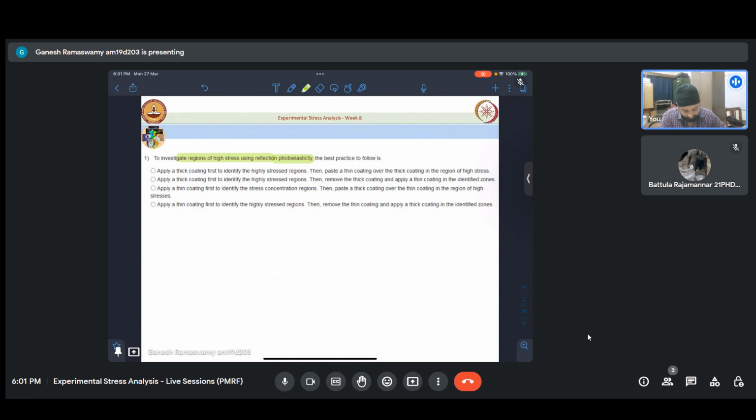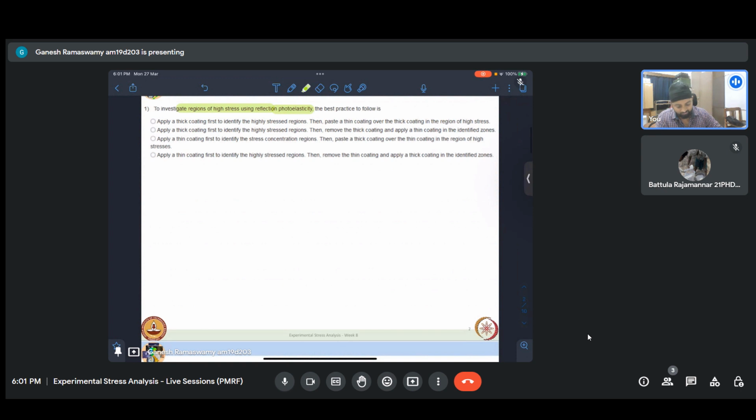Or apply a thick coating first to identify the highly stressed region, then remove the thick coating and apply a thin coating in the identified zones. Or apply a thin coating first to identify the stress concentration regions, then paste a thick coating over this, or the other way around. What they are trying to say is, let us say there is a specimen.